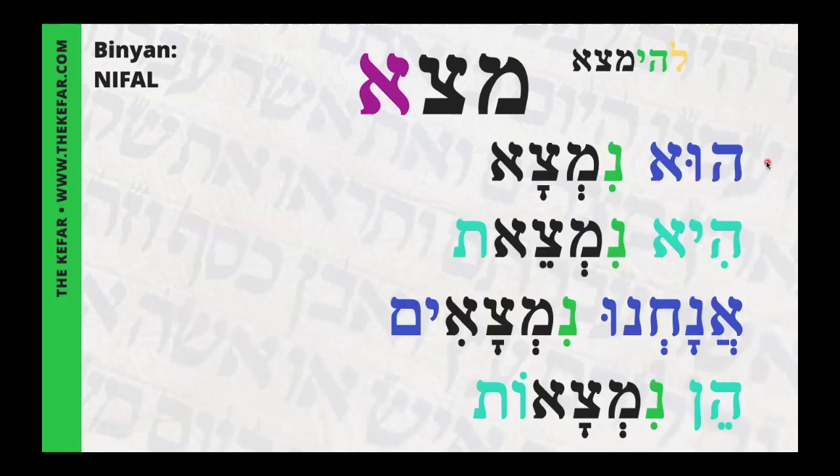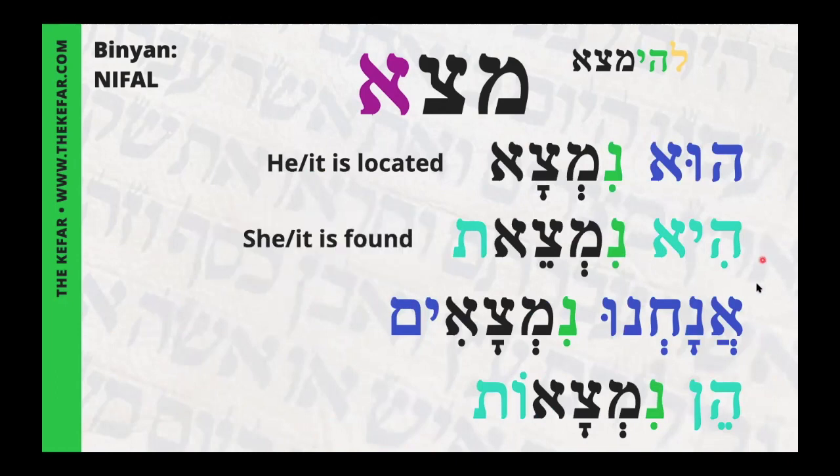So hu nimtza, he or it is located. Hi nimtzet, she or it feminine is found. Anachnu nimtzaim, we are located. Hen nimtzaot, they feminine are found. And you can use this verb to talk about where things are, even if you wouldn't necessarily use the word located or found in English.